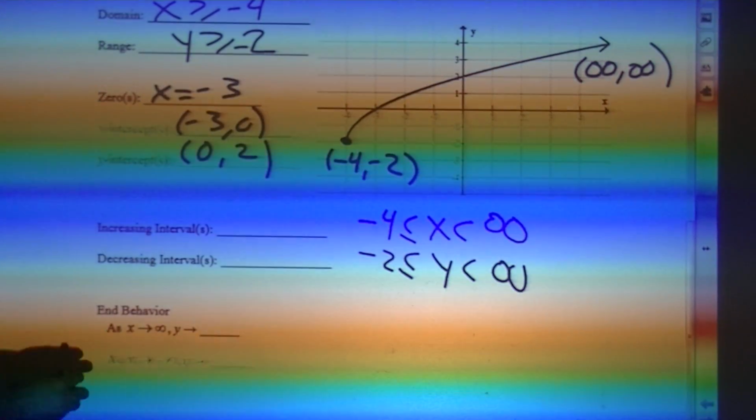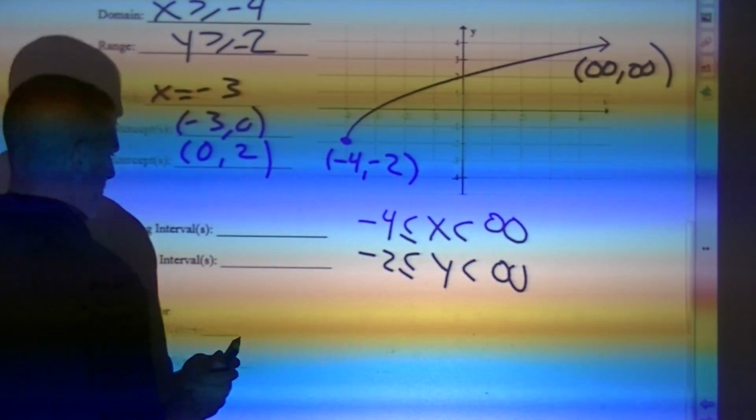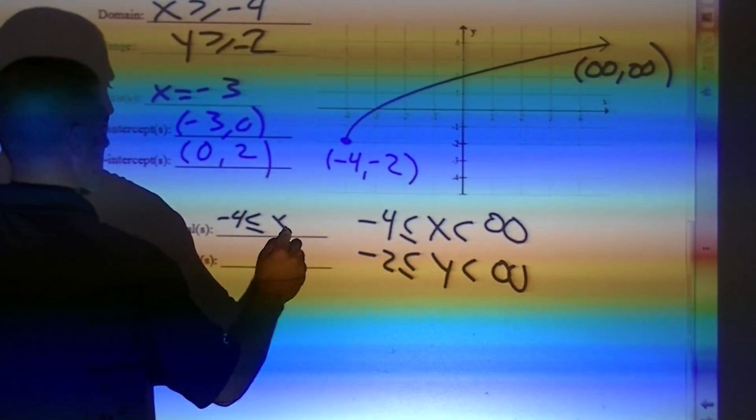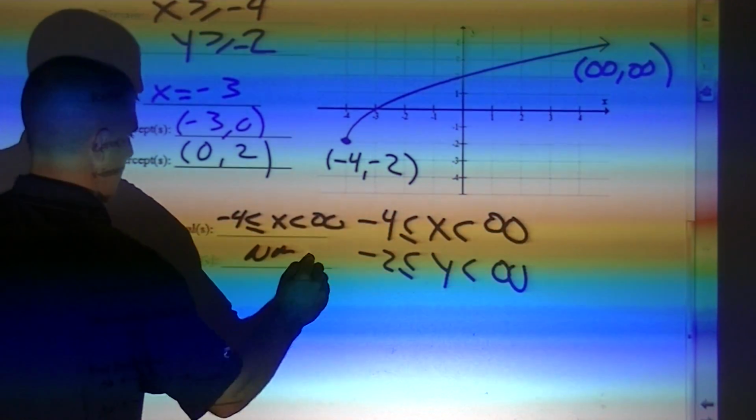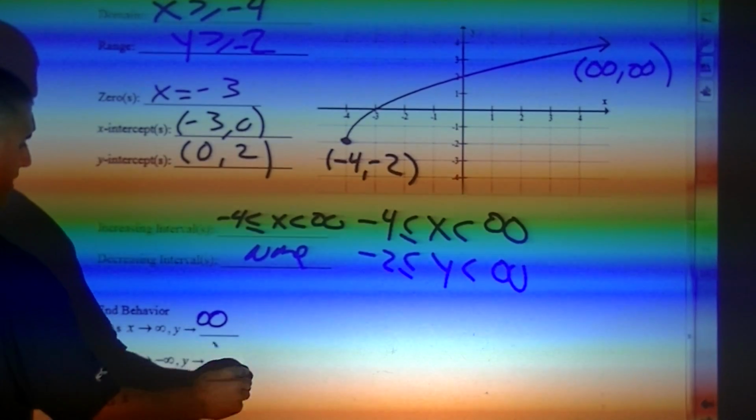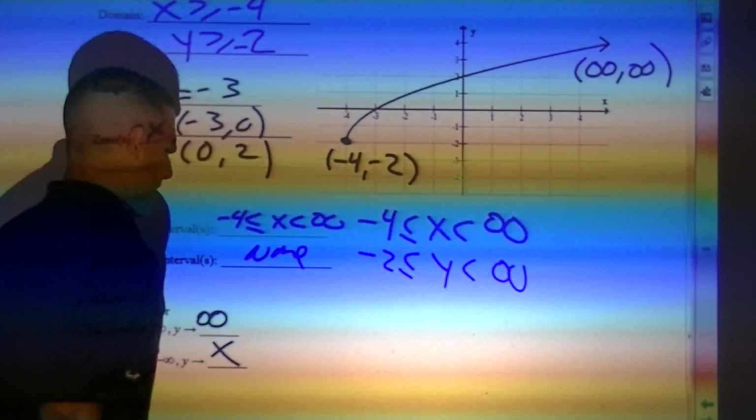What else do we got? Start from here, that's all increasing. None here. As x approaches infinity, that'd be infinity, and none, because that's going to be that one.